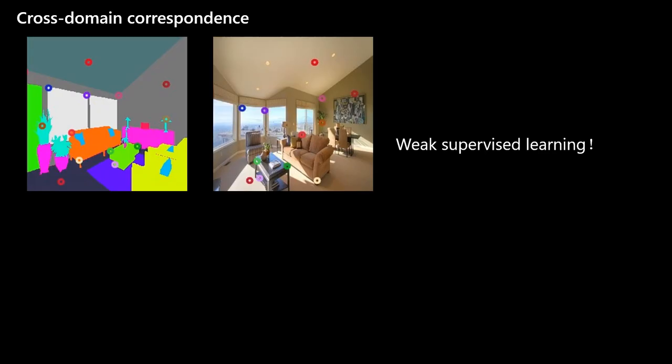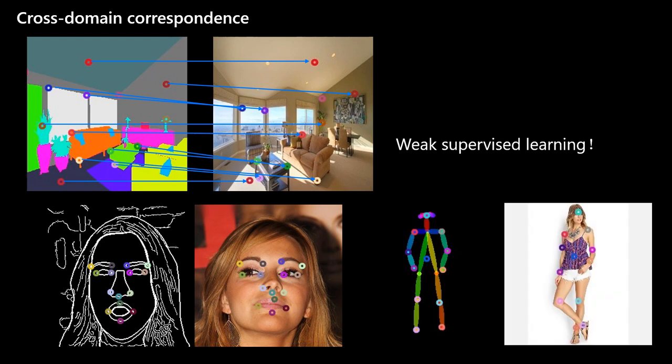In addition to the quality improvement, CoCosNet learns the cross-domain correspondence. This is the first time to learn semantically meaningful correspondence for cross-domain images, and this learning is suitable for multiple sparse representations. All of this is achieved in a weakly supervised manner.